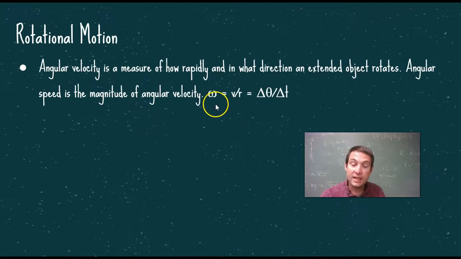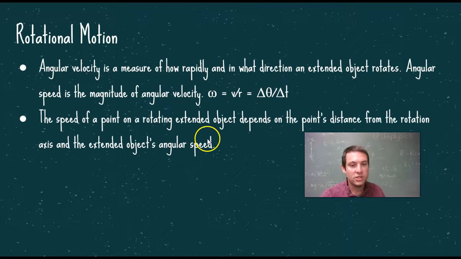Angular velocity is represented with omega, which is the same thing as taking your linear speed and wrapping it around a circle or putting it over a circle. So v over r. Also equals the change in angular displacement over your change in time.